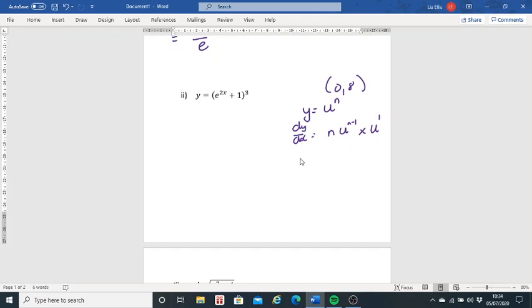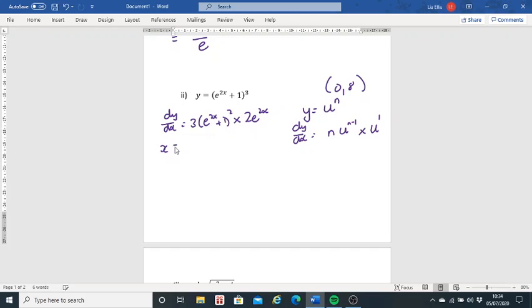We originally called that f of x instead of u. So you differentiate the entire thing as if that was just one letter, and then we times by the derivative of the inside. So let's try that. The 3 comes to the front. We take 1 off the 3 to give us 2. And then we multiply by the derivative of the inside. The derivative of e to the 2x is 2e to the 2x, and the derivative of 1 is just 0.